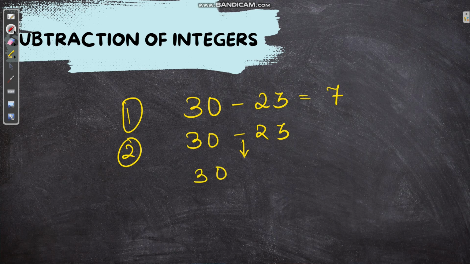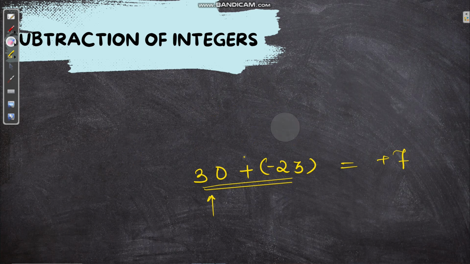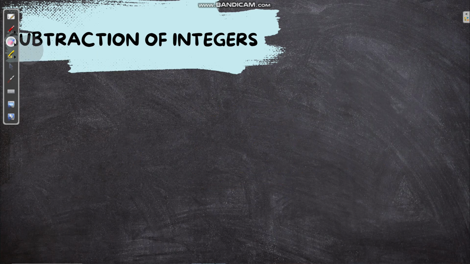So if I want to convert this minus sign to a plus sign, I'll write plus over here, and I need to take the additive inverse of this 23. So the additive inverse of 23 is nothing but minus 23. Now this is simply addition of integers. You have two numbers with different signs. When you have two numbers with different signs, you subtract, and the greater number sign comes. 30 is a greater number, so the answer is plus 7. So in subtraction of integers, you always convert it to addition and then you calculate.